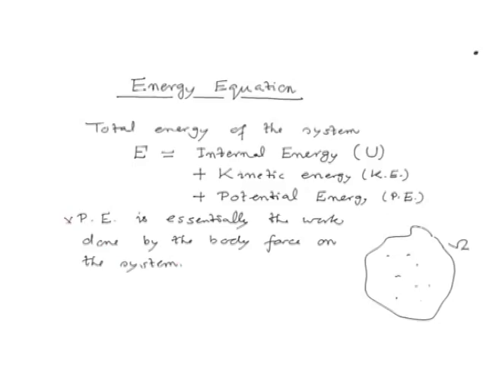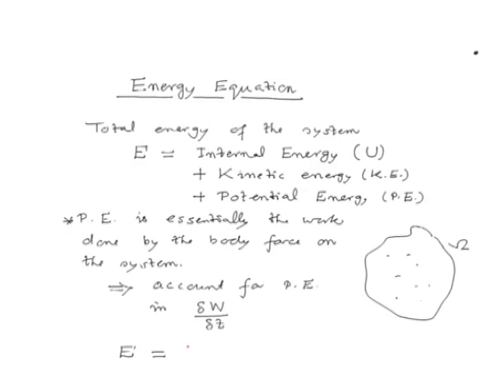Okay, this being the case, what we will do is we would absorb or transfer this term, or rather account for this term for potential energy, in the work done term, this is δW by δt. So we do not need to put it in as a part of E. So thus our capital E would consist of only two terms, that is our internal energy plus kinetic energy.